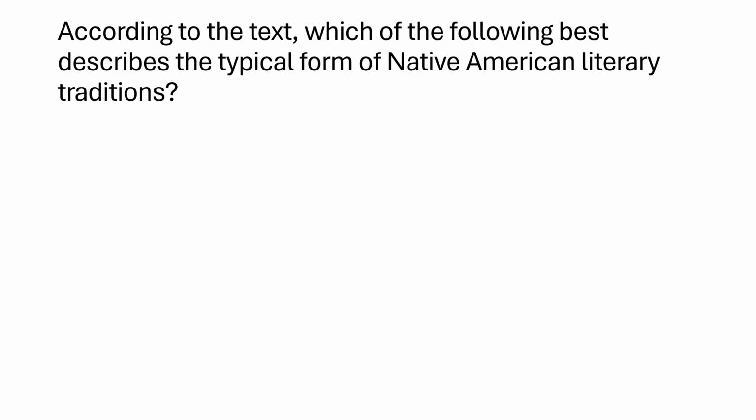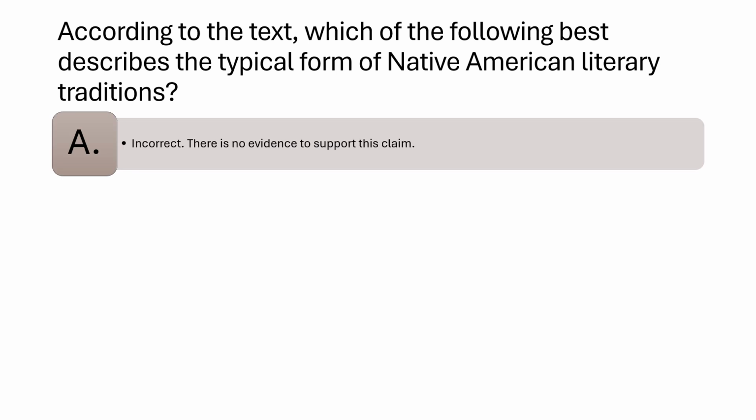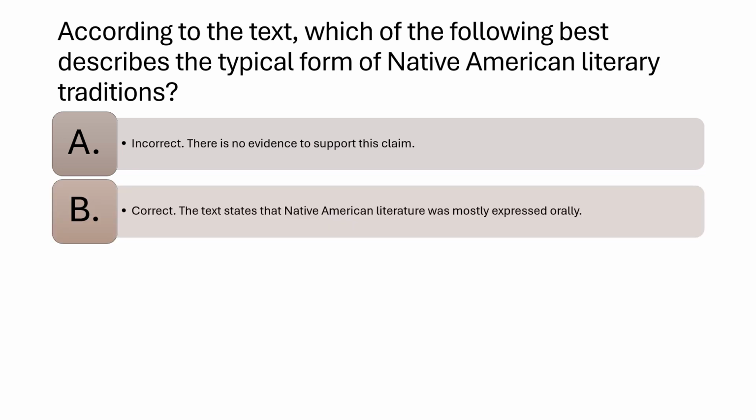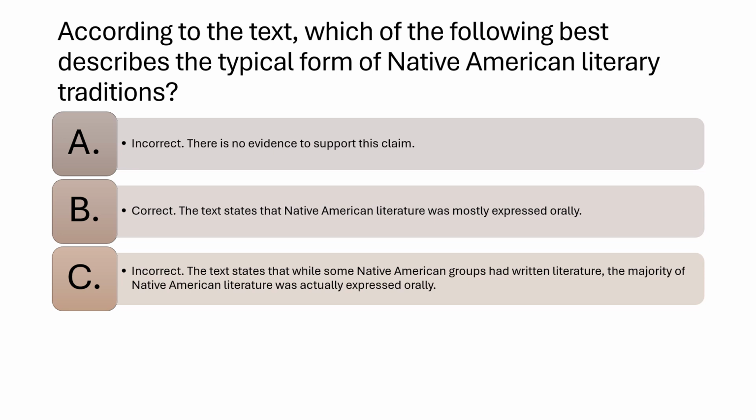According to the text, which of the following best describes the typical form of Native American literary traditions? A is incorrect. There is no evidence to support this claim. B is correct. The text states that Native American literature was mostly expressed orally. C is incorrect. The text states that while some Native American groups had written literature, the majority of Native American literature was actually expressed orally.